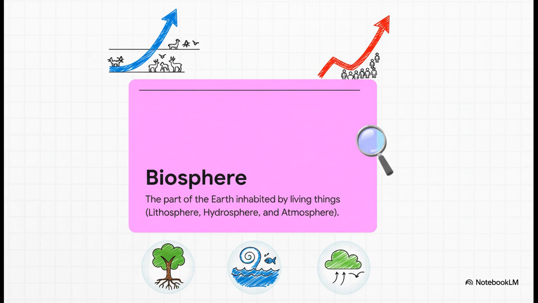This is it, the sum of every single ecosystem on Earth. It's the thin layer of our planet where life exists, combining the land, the oceans, and the air. This is the grand stage where all these rules of life play out.